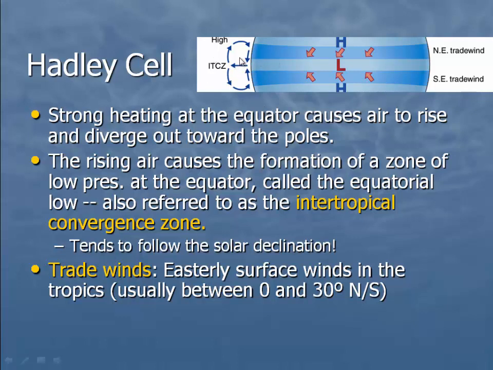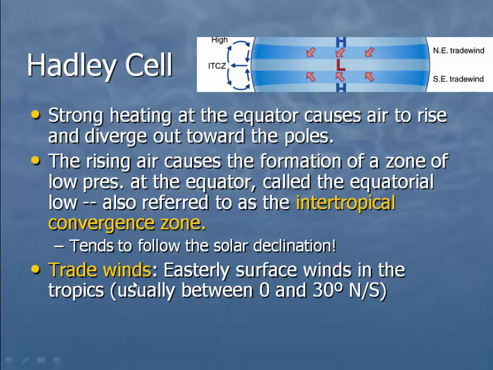The ITCZ will sort of shift north and south, so the Hadley cell will shift north and south with solar declination, so it won't always stay put right at the equator. It might migrate a few degrees north or south of the equator as the solar declination begins to switch through the seasons. And because of the Hadley cell, because of this air returning to the surface at 30 north and 30 south, and then kind of coming towards the equator, we get easterly winds in both hemispheres in the tropical regions.